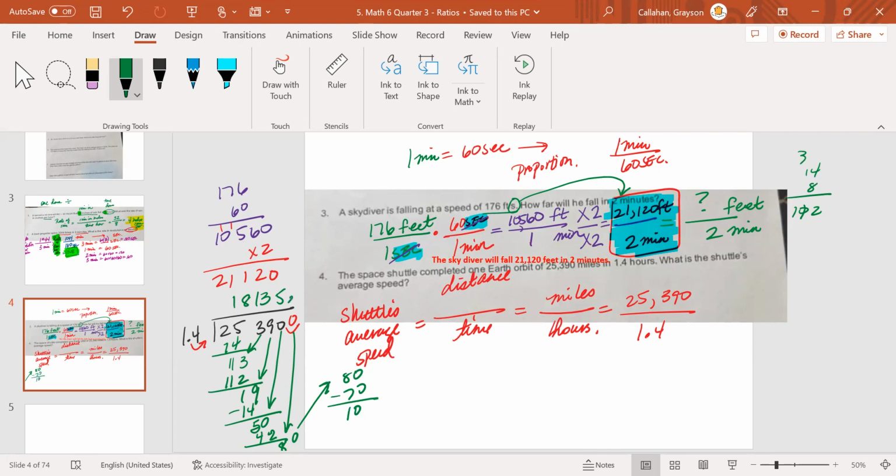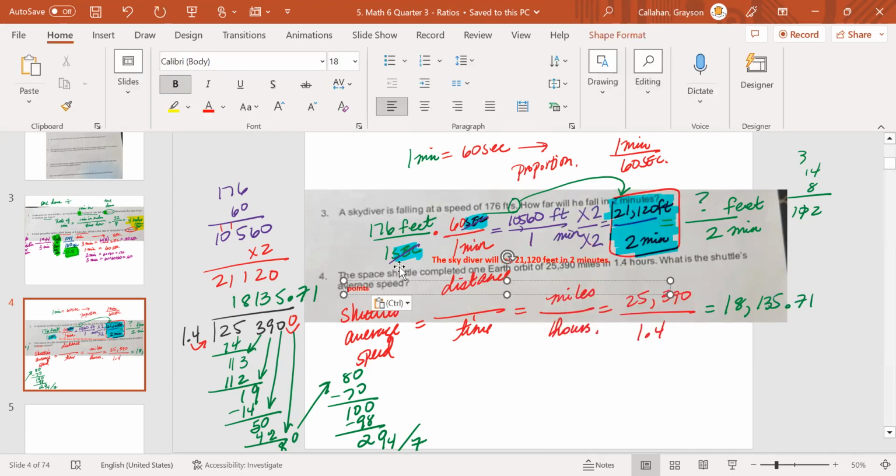14 can't go into 10, so you put a decimal right there. You put a 0 there. But I do know that 14 times 7 is 98. Subtract it, you get a 2. You can put another 0 down. 14 times 1 is 14. Remainder 7. We can keep going with this, but after 2 decimal places, we can just stop. Okay? So then, here's your answer: 18,135.71.